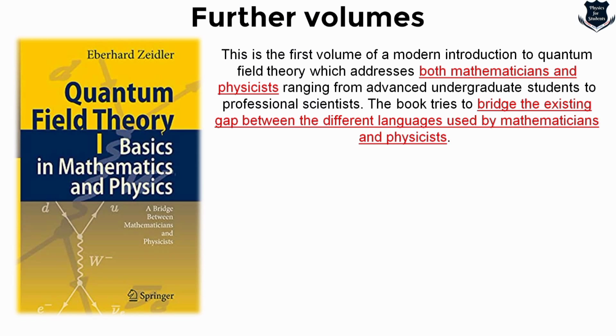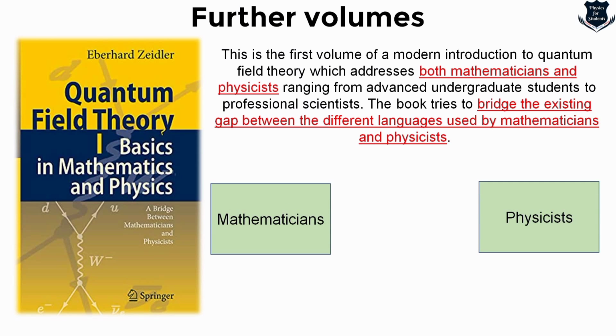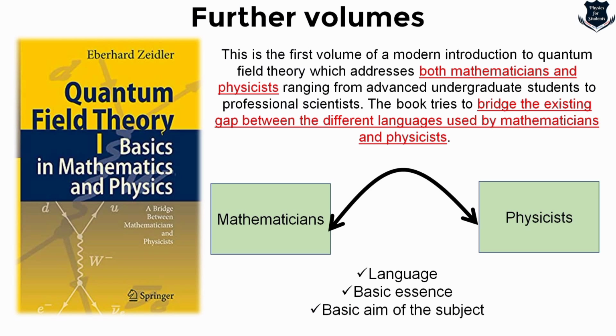Now, this is truly important. This actually shows the basic sense of the book. You see, there are two kinds of people. Obviously, the mathematicians would be doing their own mathematics with their symbols and deep mathematical intricacies. Physicists will be there, but what the mathematicians tell and what the physicists tell might be two different things, and it sometimes becomes very difficult to understand each other. So here is the bridge, and this bridge actually bridges the gap between the language, the basic essence, and the basic aim of the subject.